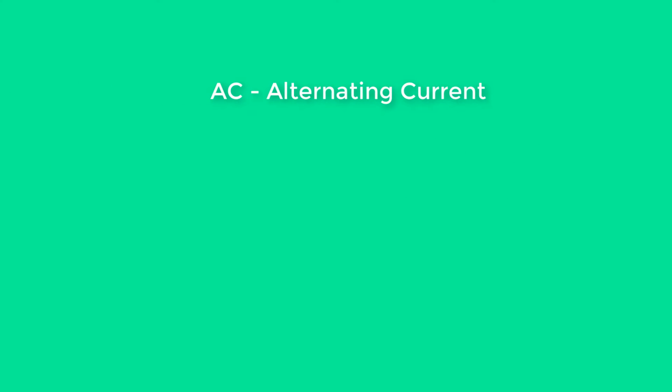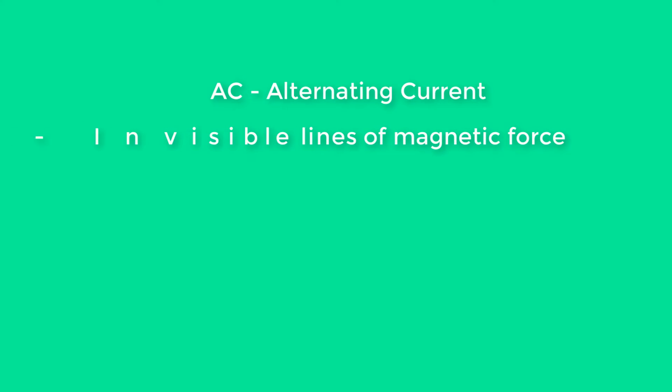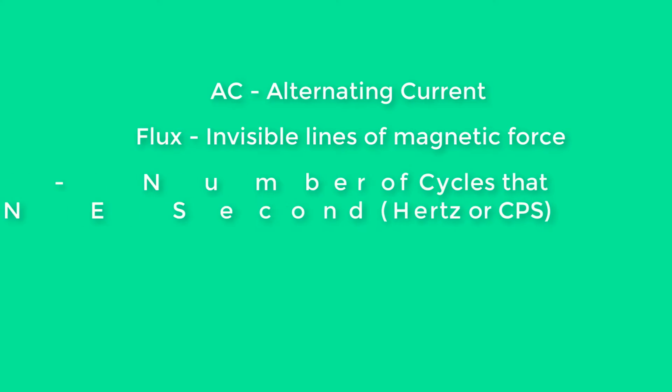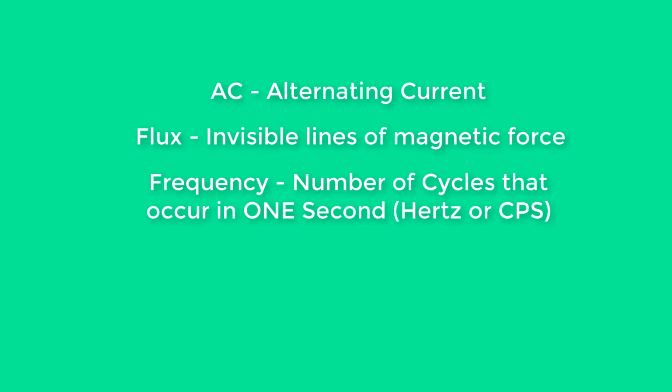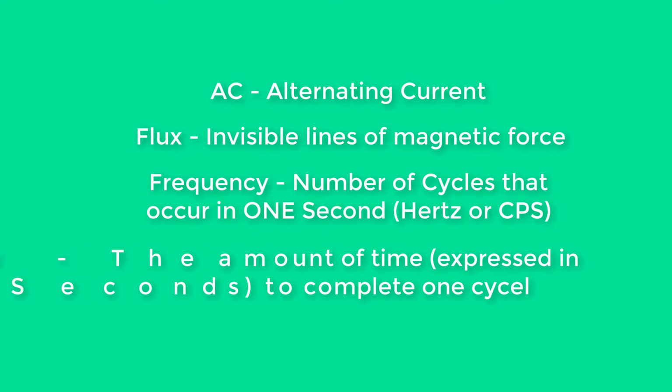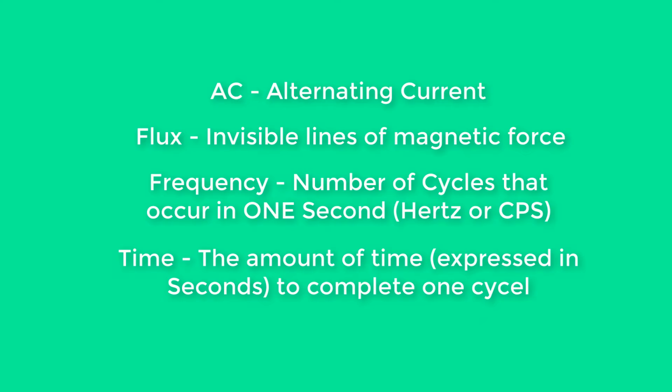Alternating current is created by moving a coil of wire through magnetic flux. Flux are the invisible lines of force created by a magnet. The term frequency is used to describe the number of times that a generator revolves in 1 second. The term time is used to describe the time necessary for the generator to produce one sine wave. Generators, and the AC power that they produce, are a vital part of the electrical industry.